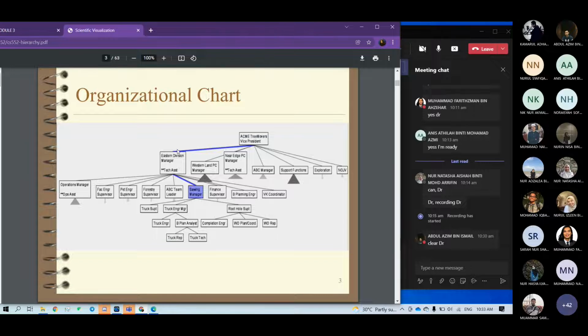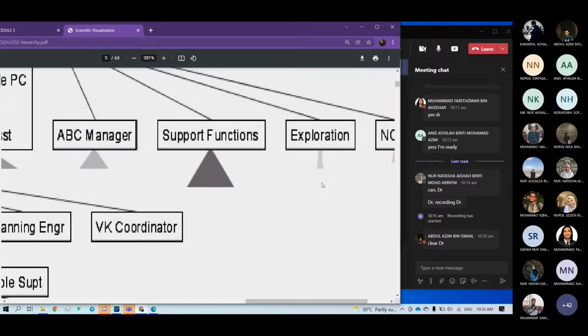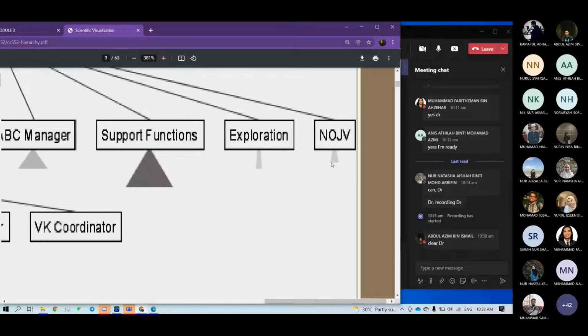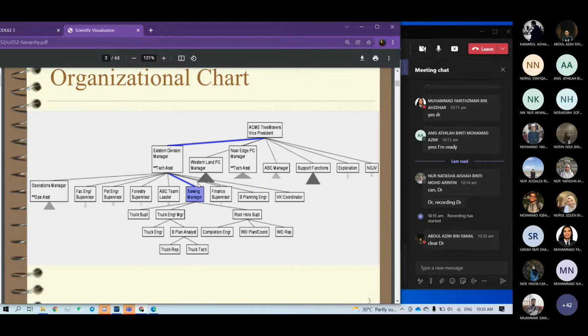Father, children, Eastern Division Manager. From this Eastern Manager, we see Towing Manager. So can you see, open up your mind. You see here, they have a very small one. You see? Just a little. This one is so light and so small. This one is dark. Surely there is meaning here. This one also light.